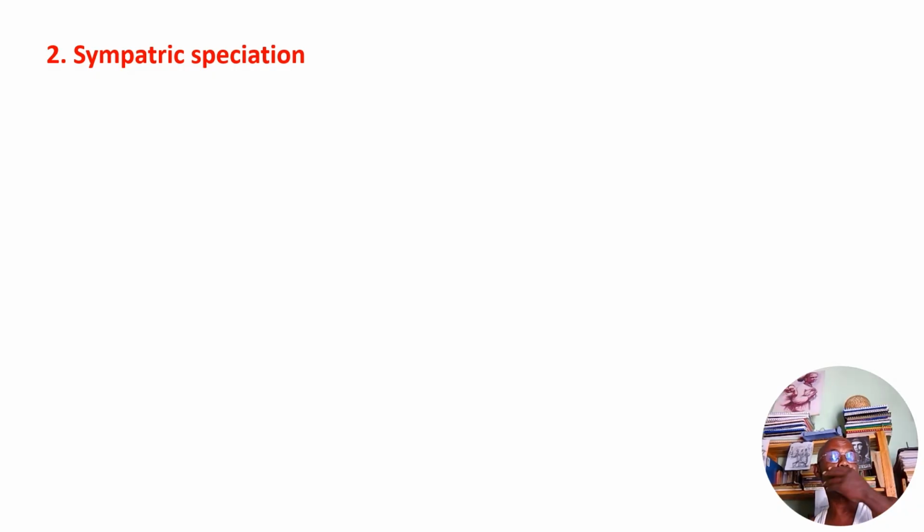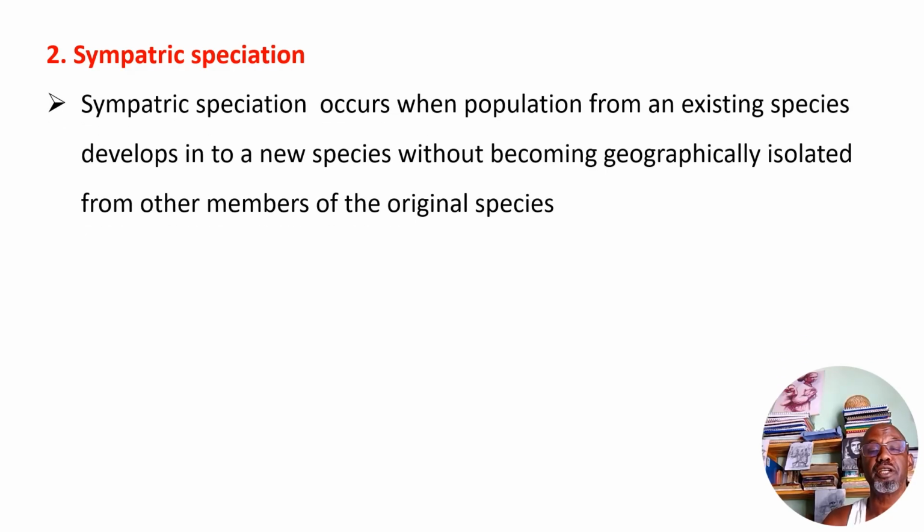Sympatric speciation. Sympatric speciation is when a species is changing while still in the same habitat. Sympatric speciation occurs when a population from an existing species develops into a new species without becoming geographically isolated from other members of the original species. You see, they are living in the same geographical area. There is no geographical isolation, but there are other isolating mechanisms that bring reproductive isolation that makes them develop into new species. We shall talk about this.